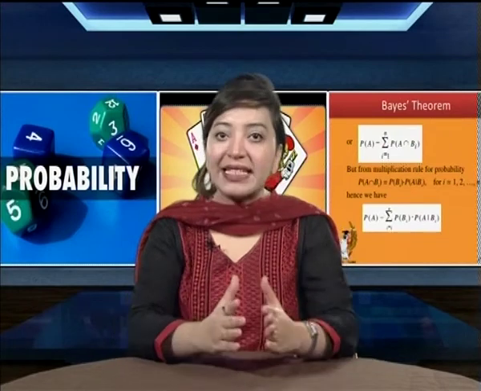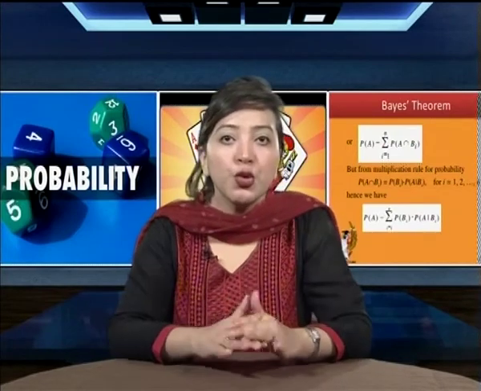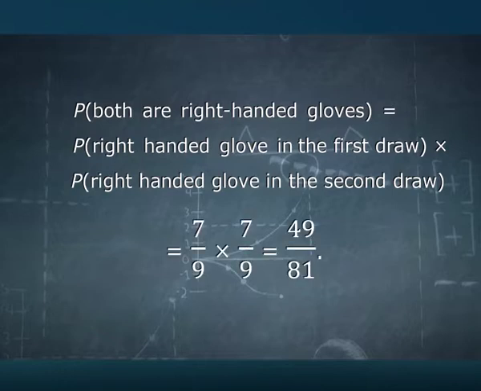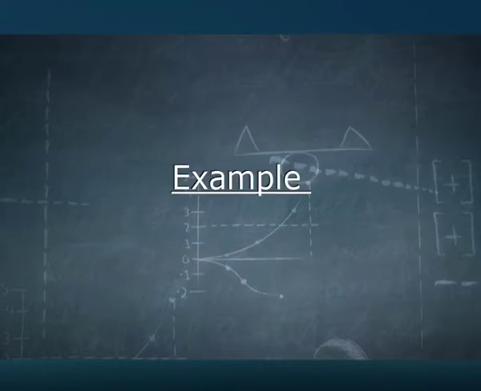If 2 gloves are selected with replacement, the 2 draws are independent. Probability that both are right-handed gloves will be equal to the probability of a right-handed glove in the first draw times the probability of a right-handed glove in the second draw. So that gives us 7 by 9 times 7 by 9, which is equal to 49 by 81. We'll see another example also.